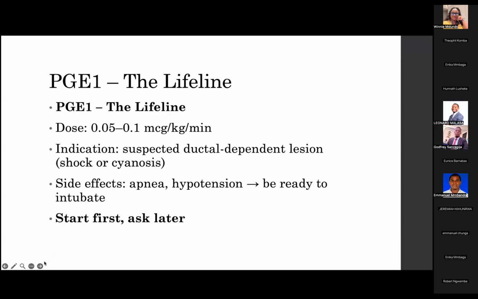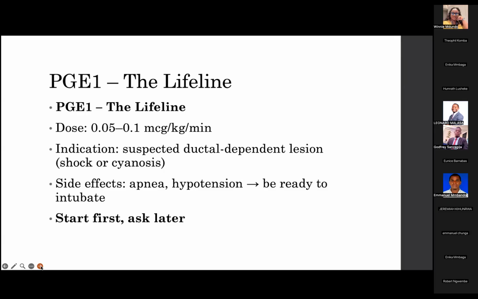It's a continuous infusion. We usually start on the lower side, the 0.05, and then increase. It can be given through a peripheral IV. You do not need a central line, so it is fine to give it through a peripheral IV. The side effects are apnea, hypotension, and sometimes fever. So you need to be ready to intubate these patients.